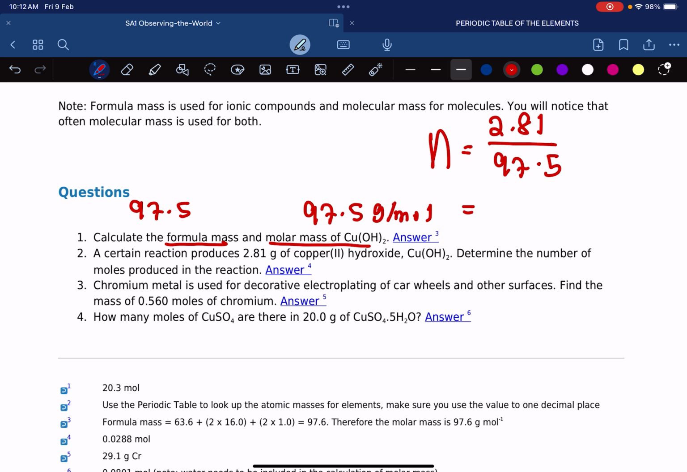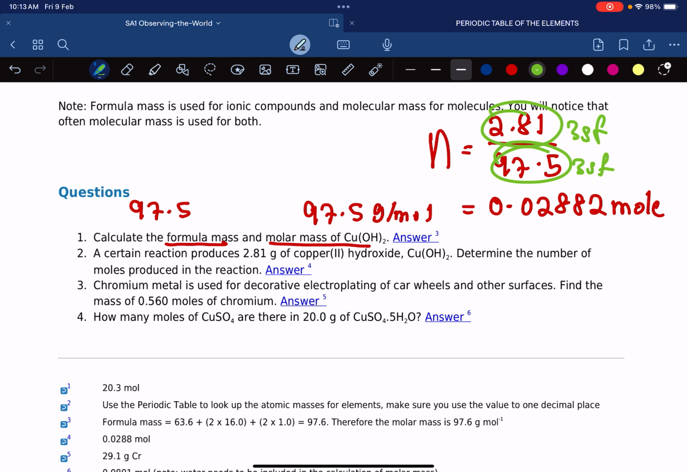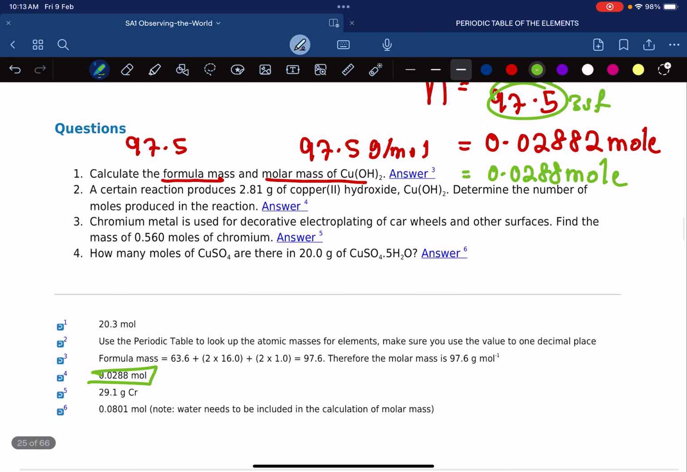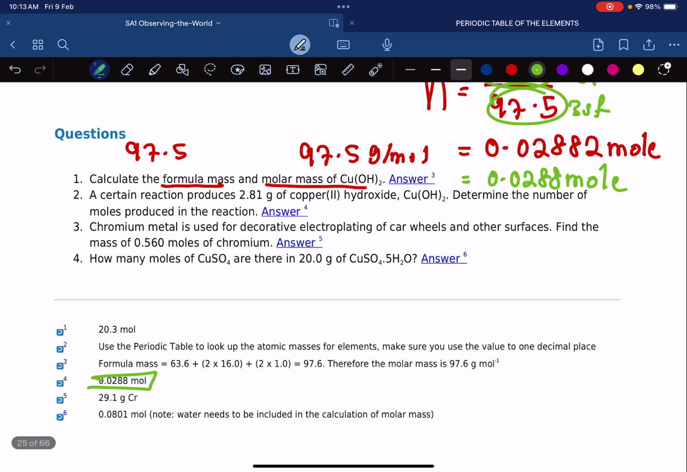Because it's really important. So I'm getting an answer that says the answer is 0.02882 moles. Then what I do is I refer to this: this is 3 significant figures, this is also 3 significant figures, and so the answer is going to be 0.0288 moles. Okay, you can see the answer here. There it is. All right, so that's how we do this.